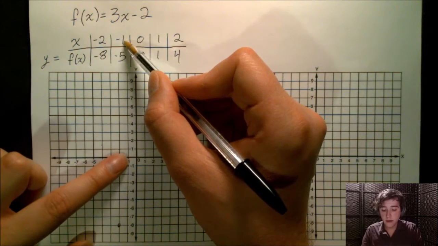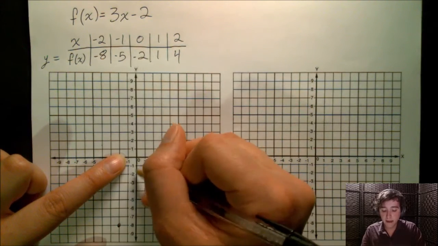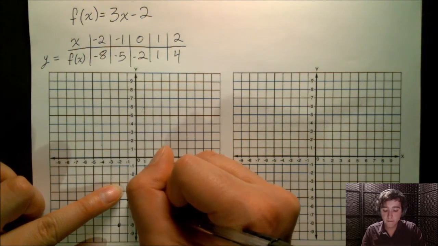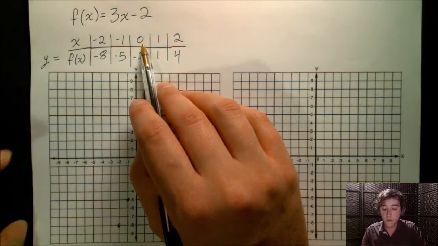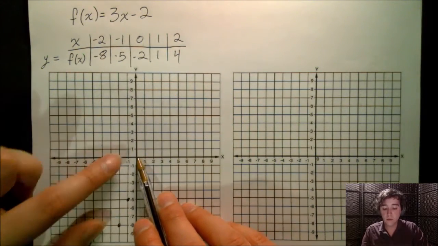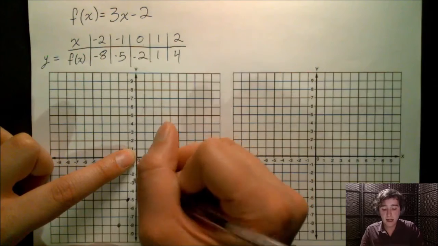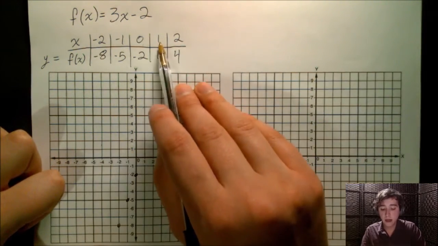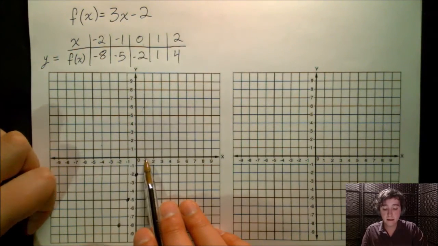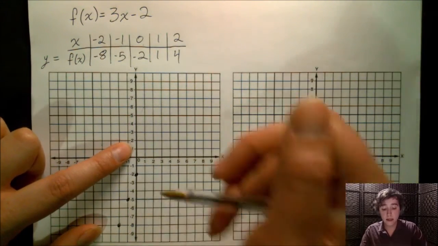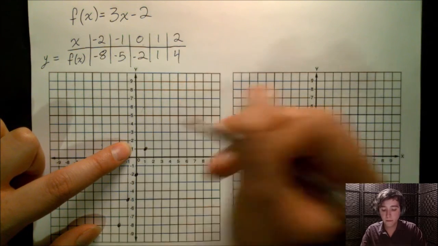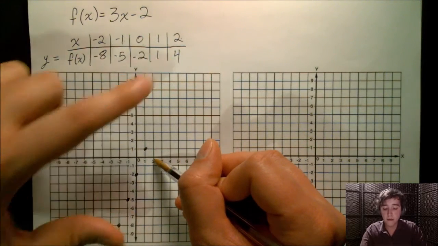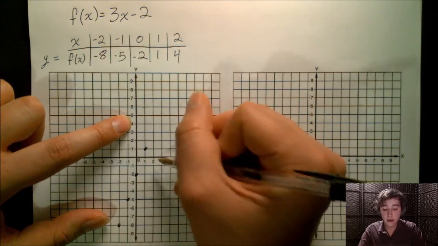-1 was our input here, and it gave us an output of -5. So where those two lines meet, we'll put a point. Next, our input was 0, so we find that on the x-axis, it's right in the middle, and then the output was -2. Here we have an input of 1, so that's on the x-axis. The output is also 1, so that's on the y-axis. And finally, we used an input of 2, so that's here on the x-axis, and we got an output of 4, so that's here on the y-axis.